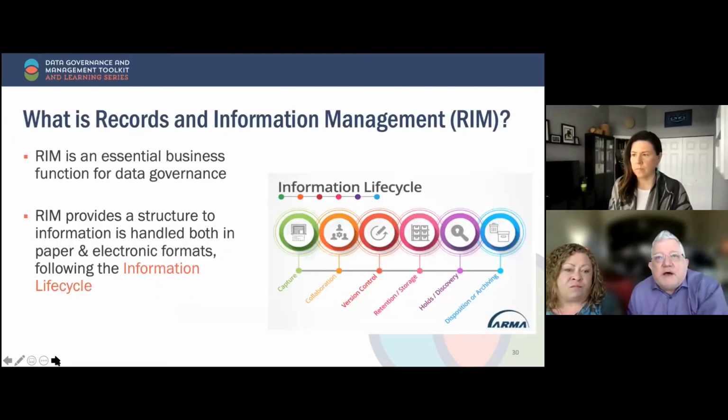This section gives a high-level overview of RIM. As we mentioned, RIM is part of IG. RIM is an essential function for DG. RIM also provides a structure on how information is handled in both electronic and paper formats. And almost every organization that we've been working with has some form of paper and electronic. Increasingly, clients are moving to more electronic than paper, but I'm not confident in my career that we will see the end of paper and the creation of the paperless office.